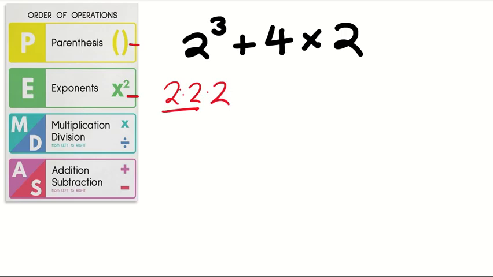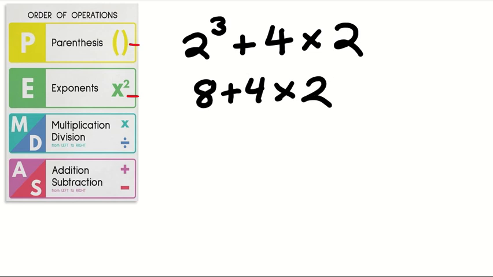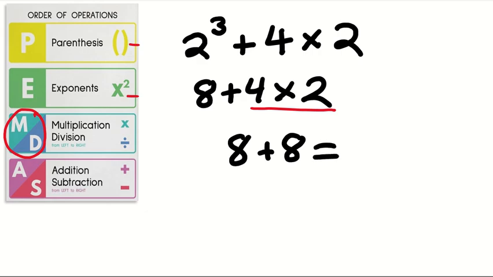So 2 times 2 is 4, and 4 times 2 is 8, which means that if we do that exponent, we end up with 8. So now we're left with 8 plus 4 times 2. And we keep moving down the list. Do we have multiplication and division? Yes, so we got to do the multiplication before the addition. 4 times 2 is 8, so that leaves us 8 plus 8 for our last step. And we know that 8 plus 8 will be 16.